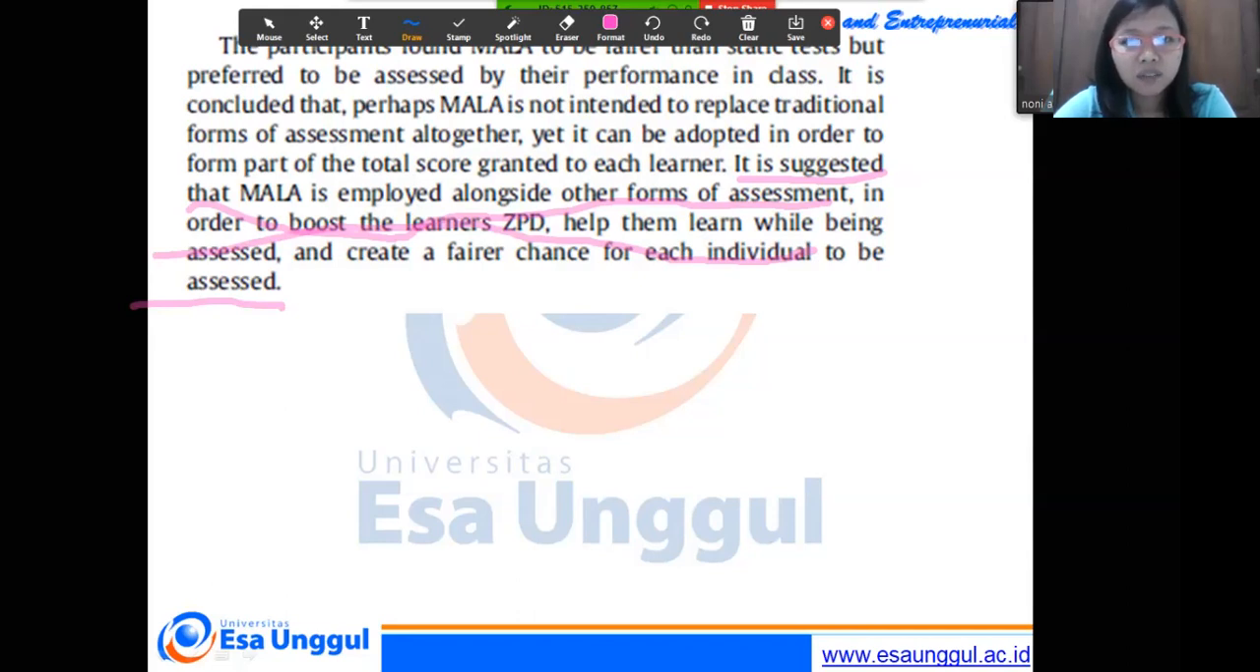And then the other significance of the research is to boost the learner's ZPD. ZPD is zone of proximal development. And then MALA can be applicable in teaching and learning fields, especially for language teaching. So from this context, that's the research significance. Okay. After we identify the research significance, we go to the research methodology.